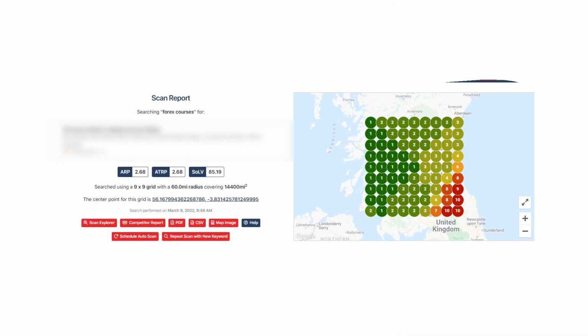Okay guys, here's the first result I'm going to show you. This is for Forex courses. This is our Glasgow listing that we've got here, and you can see that we're ranking over 14,400 square miles for the big money term Forex courses.